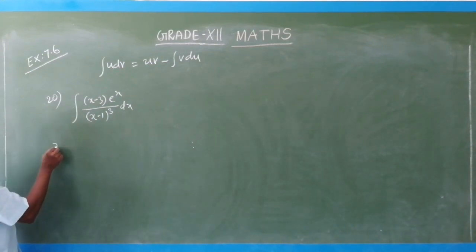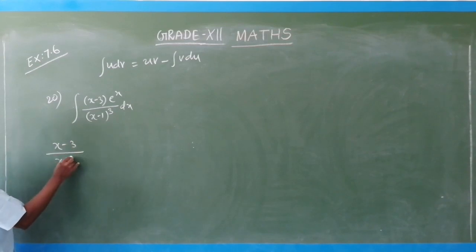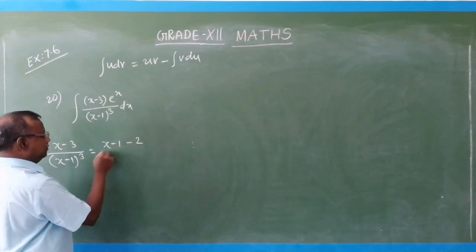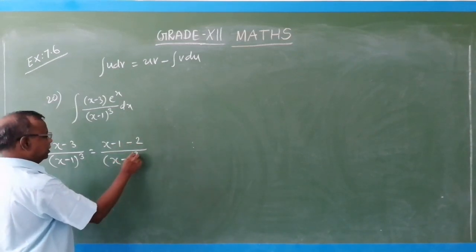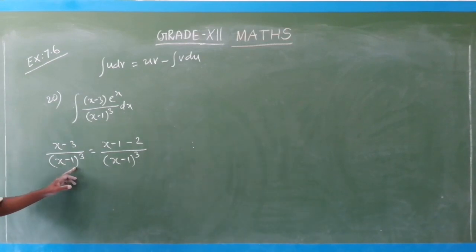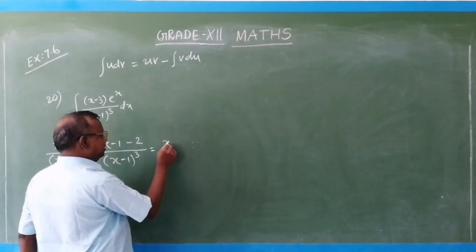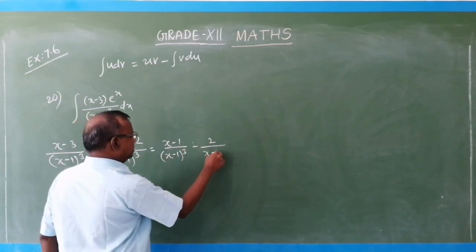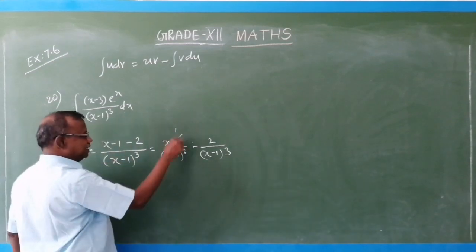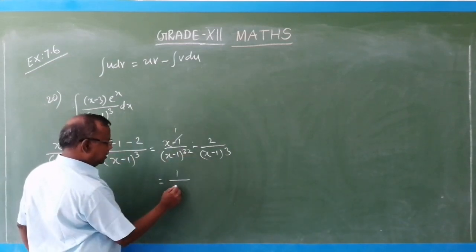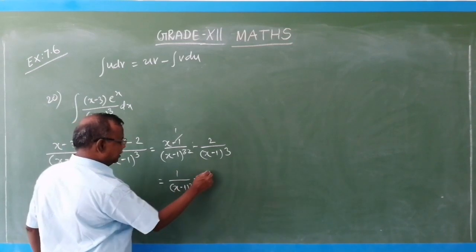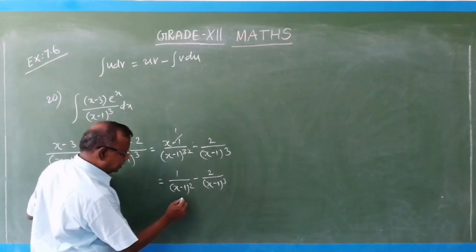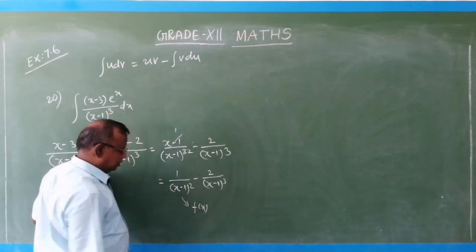Consider this rational function, x minus 3 divided by (x minus 1) the whole cube, which can be written as (x minus 1 minus 2) divided by (x minus 1) the whole cube, because in the denominator we have (x minus 1) the whole cube. So this can be split as (x minus 1) by (x minus 1) the whole cube minus 2 divided by (x minus 1) the whole cube. Simplifying, we have 1 by (x minus 1) the whole square minus 2 divided by (x minus 1) the whole cube. Now take this first function as f of x.